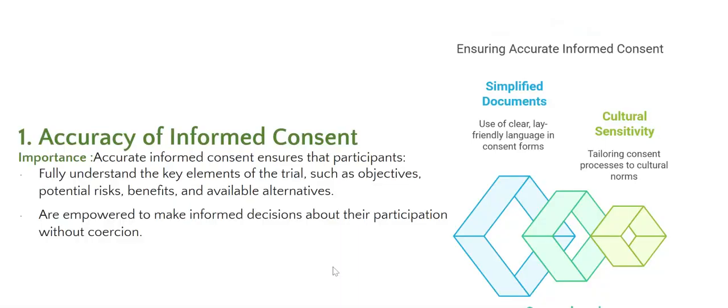Key points. We'll start with the accuracy of consent, or accuracy of informed consent. Importance: accurate informed consent ensures that participants fully understand the key elements of the trial, such as objectives, potential risks, benefits, and available alternatives, and are empowered to make informed decisions about their participation without coercion.